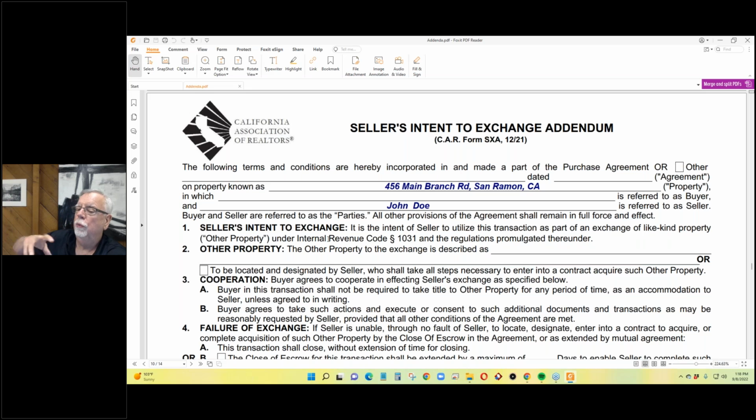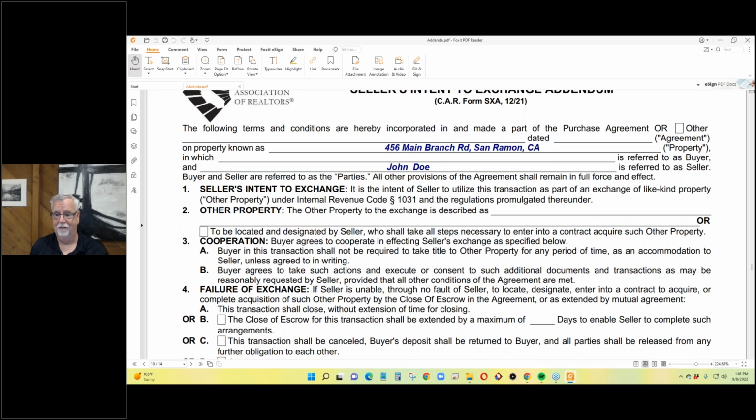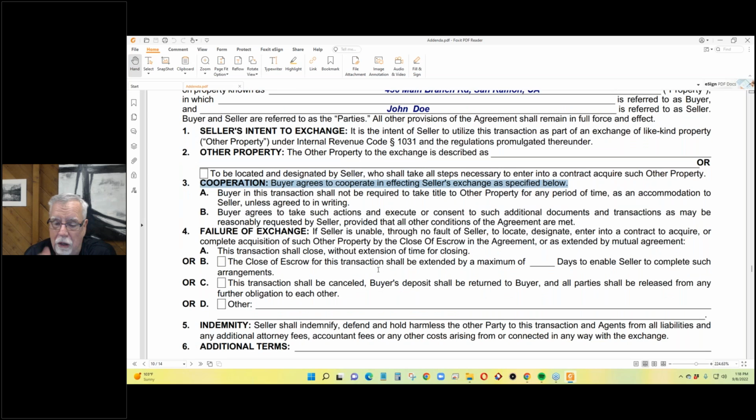So if you represent a seller and the seller is using the property in a 1031 exchange, you want to make sure, first of all, to put it in the MLS, put it in the private remarks, and among the documents that you're going to want the buyer to sign is going to be the seller's intent to exchange addendum. And the part of this that is important is the part that says cooperation. Buyer agrees to cooperate. Right? And then I'll go through this in a second.